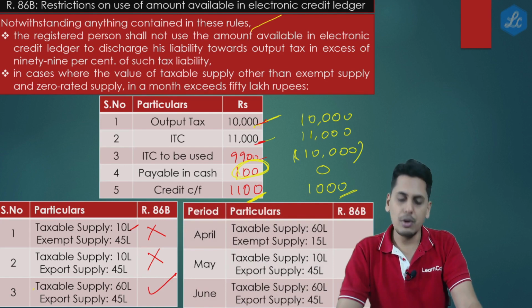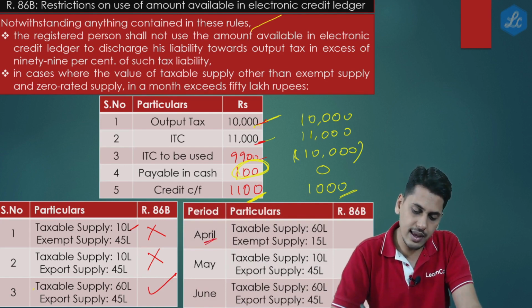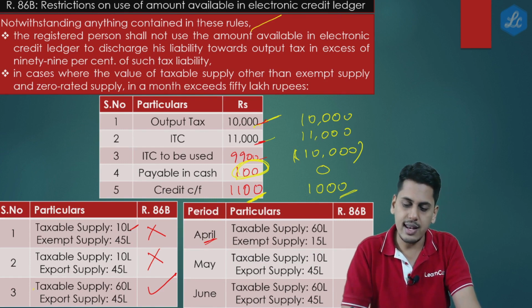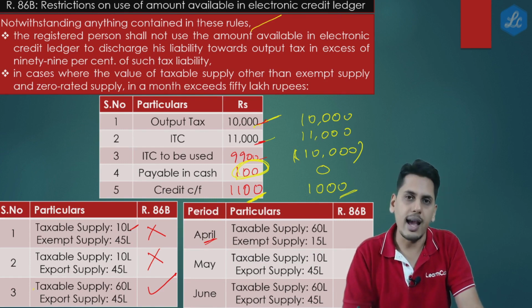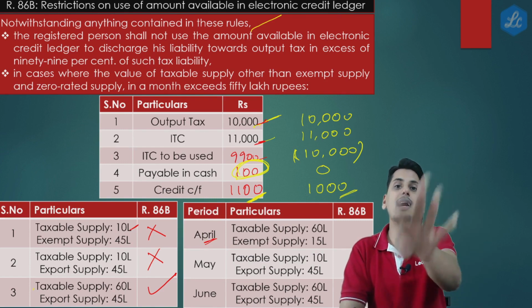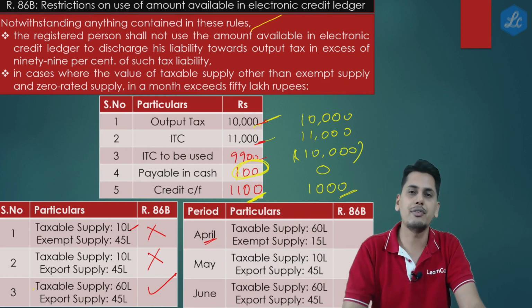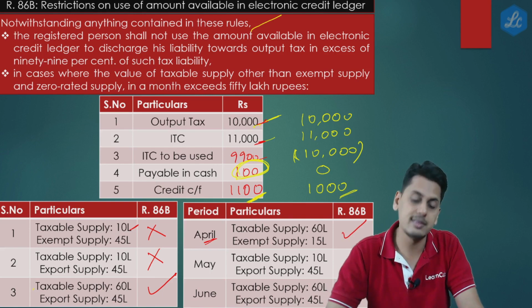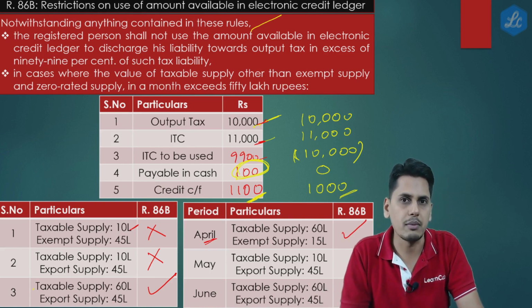Let's take another scenario friends. Let's say in the tax period April, taxable supply is 60 lakhs, exempt supply is 15 lakhs. So does my taxable supply other than exempt and zero rated exceed 50 lakh rupees? The answer is yes. Is 86B applicable? The answer is yes. 86B is applicable.